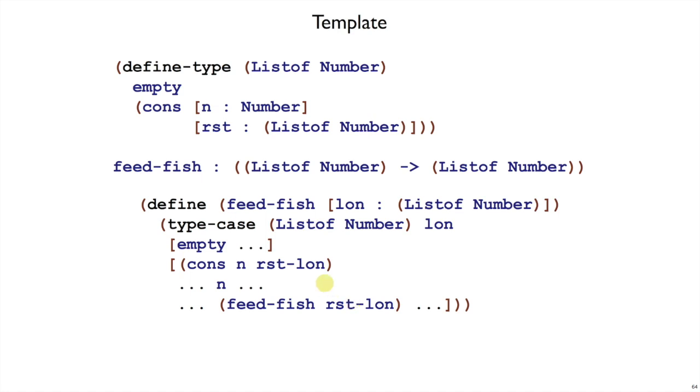This is a complete template now. It has all of our cases. In each case, the data we have to work with, a number and a list of numbers, suggests a recursive call here because we have a recursive data structure.